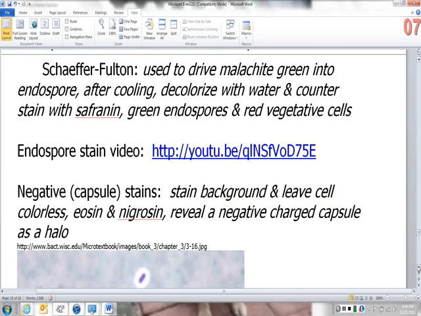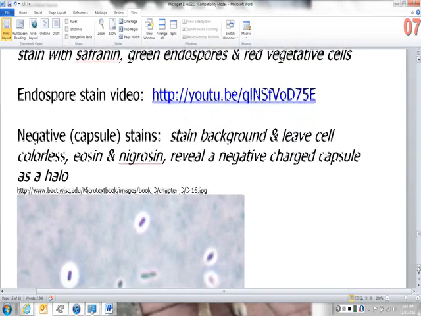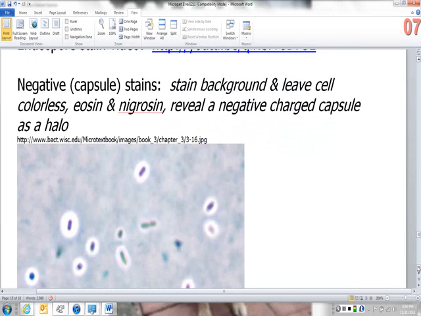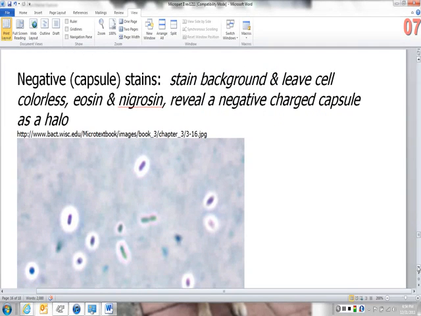The negative or capsule stain will stain the background and leave colorless cells. The stains eosin and nigrosin are used and will reveal a negatively charged capsule as a halo around the cell, which you can see in this example here.